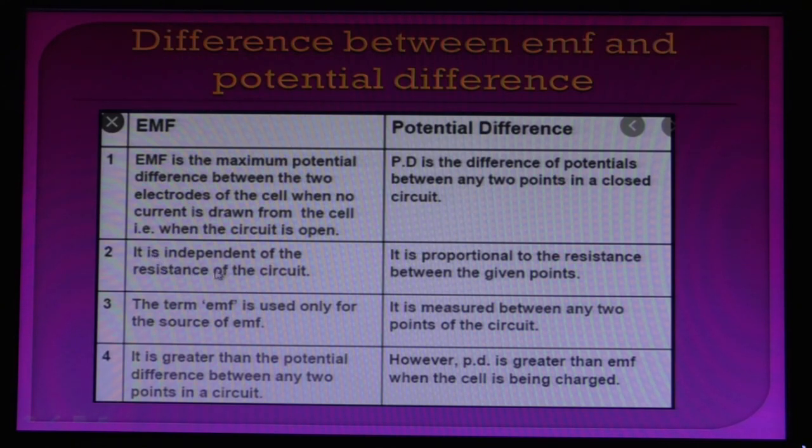EMF is independent of the resistance of the circuit. Whatever is the external resistance you are connecting, it is independent of it. While in case of potential difference, it is proportional to the resistance between the given points. Right? According to Ohm's law, I is proportional to V. So, potential difference depends upon resistance. It varies with the resistance, while EMF is independent of the resistance.